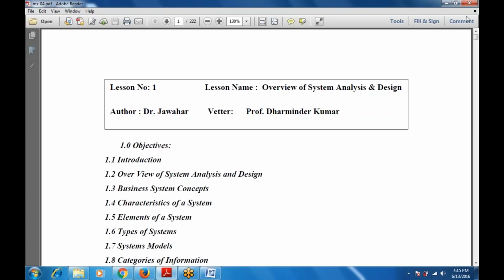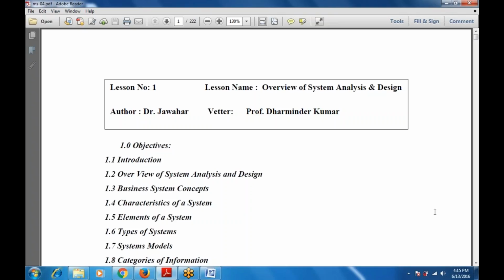So anyone can define what is the system? You studied about unit number 17, that is the database design concepts. So anyone can define what is a system? Yes, you can write over the chat also. Yes, very perfect answer, Joseph. It's a grouping of interdependent components.